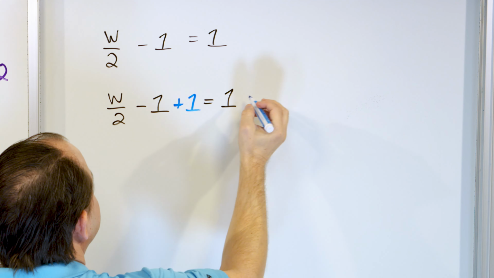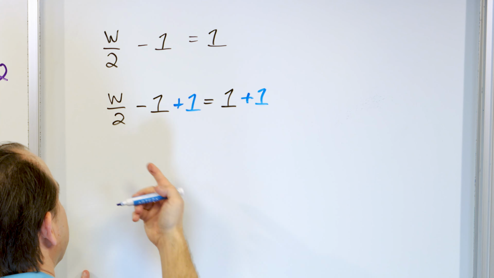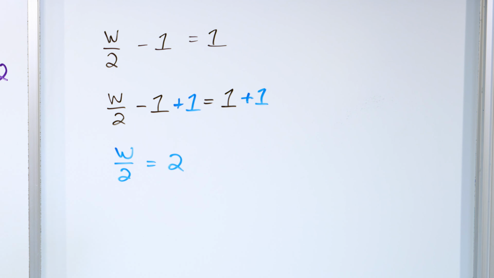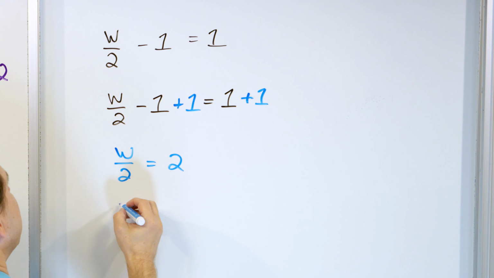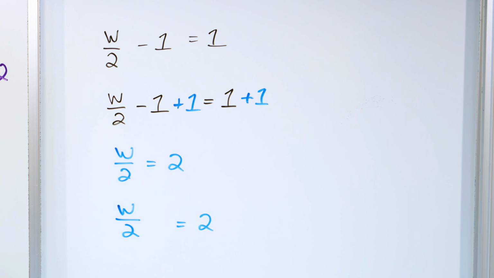I'm going to add 1. I'm going to do the opposite. And I know that negative 1 plus 1 is 0, so it'll drop away, and I'll have W divided by 2 is equal to 2. And now it looks like an equation I already know how to solve. So I'll rewrite it. W over 2 is equal to 2.